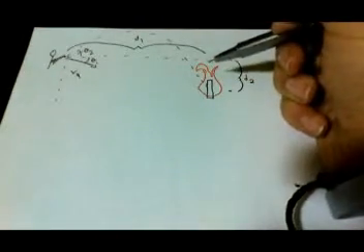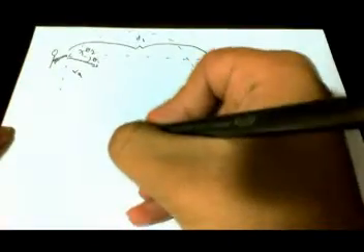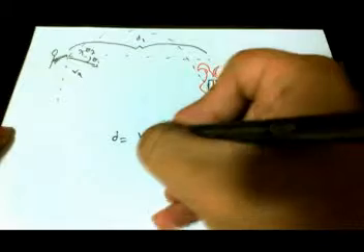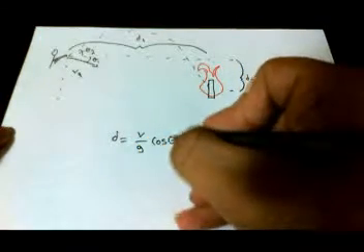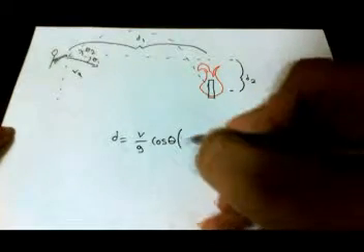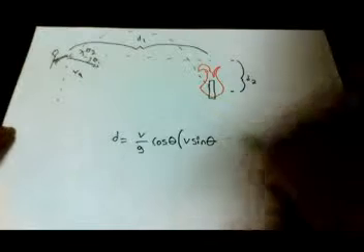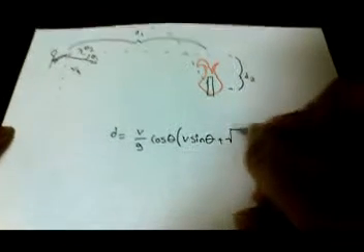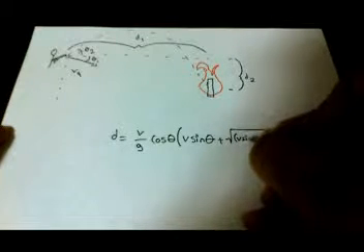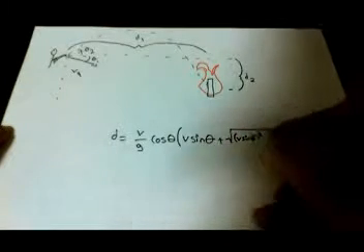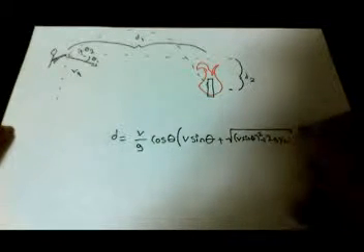Now, for those of you guys who don't know the range formula, it is distance equals v over g cos of theta times v sine theta plus root v sine theta squared plus 2g y naught.